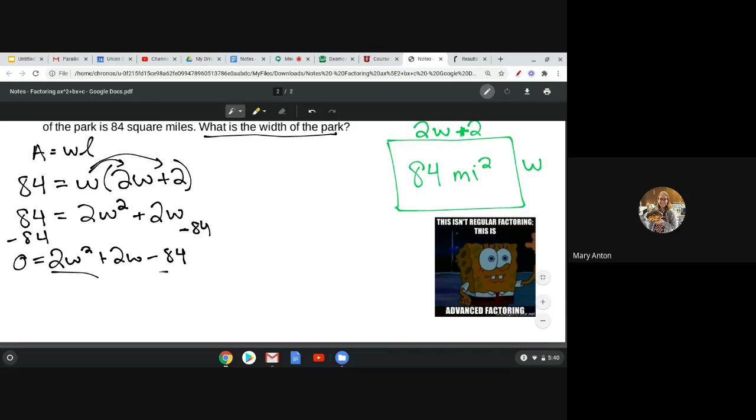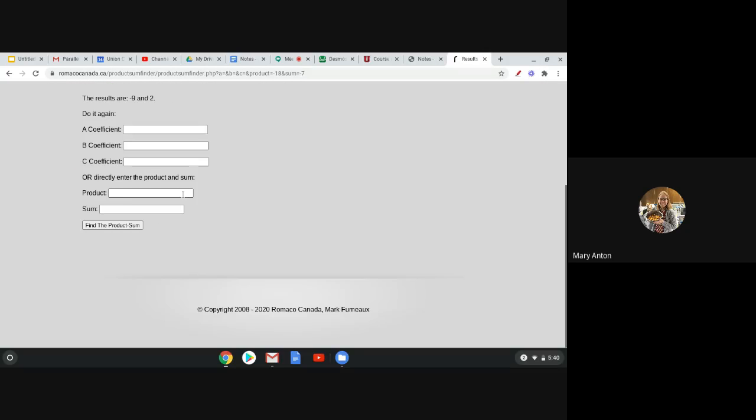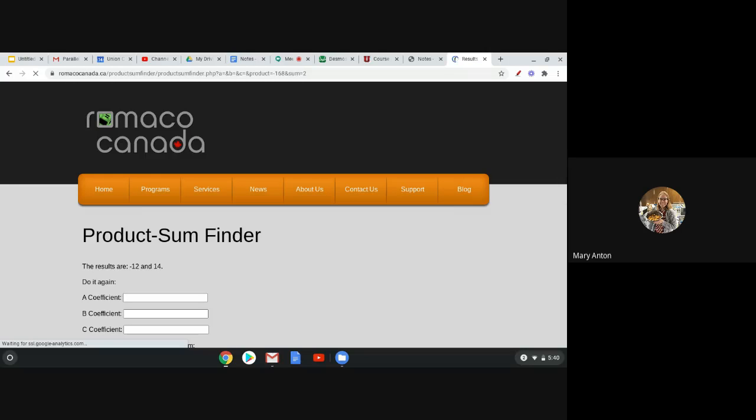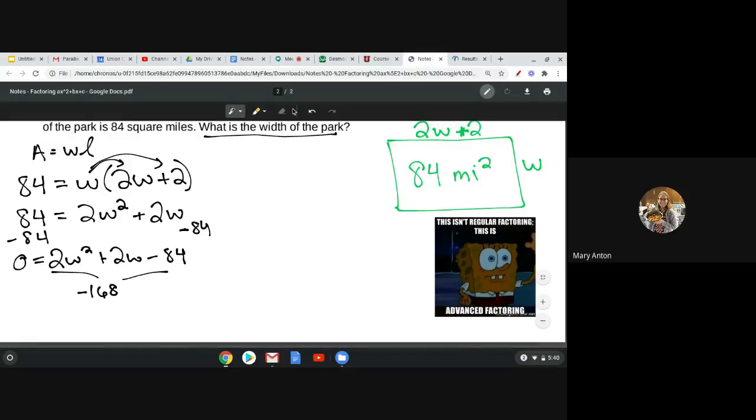So 2 times negative 84, that is a negative 168. So we need two numbers that multiply to negative 168 and add to 2. And our calculator says these numbers are negative 12 and 14. So I'm just going to write that down here. Negative 12 and 14.